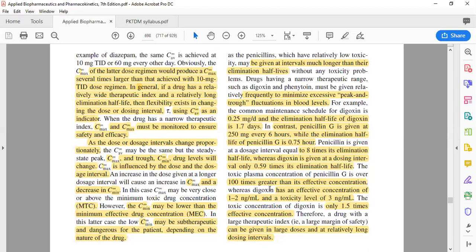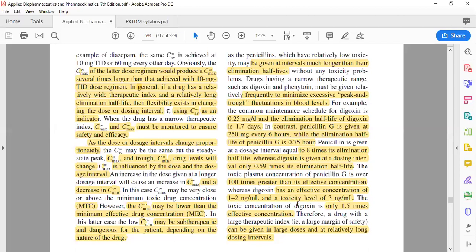The toxic plasma concentration of penicillin G is over 100 times greater than its effective concentration. So this is the key. This is the twist. Based on this fact only we are doing all this. We know that penicillin is safe even if it goes 100 times more than its effective concentration. It's still going to be less risky.